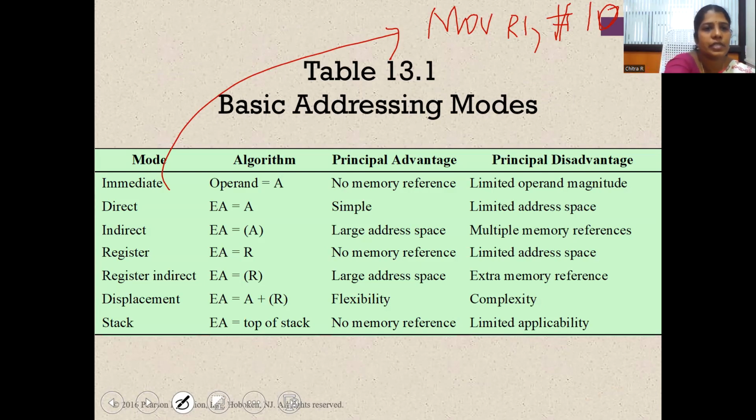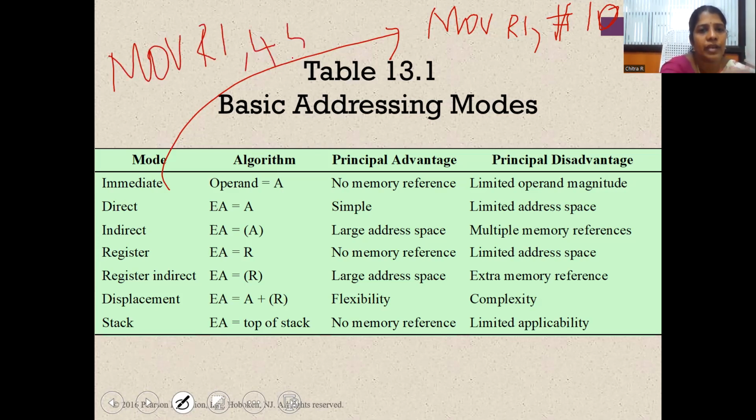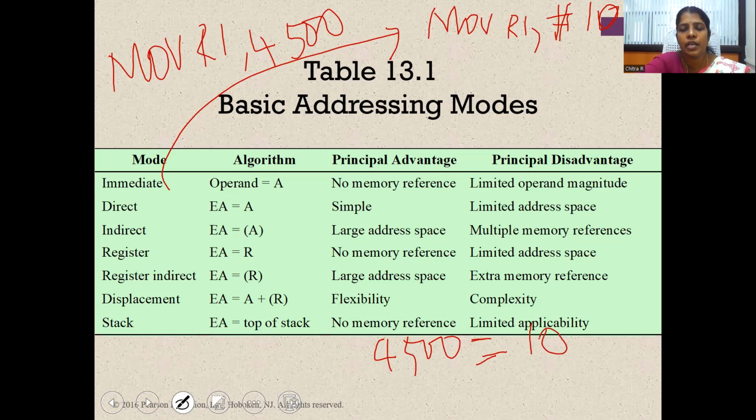Direct addressing works in the same manner. If you want to move the content from the location 4,500, consider the value available in 4,500 is equal to 10. I am moving the value 10, but now the value 10 is available in the memory location 4,500. In this case, I'll use the direct addressing mode: MOVE R1, comma 4,500. Automatically, the memory reference is 4,500. Go and search the location 4,500. There 10 is available. From that, we take the value. That is the concept of direct memory addressing.